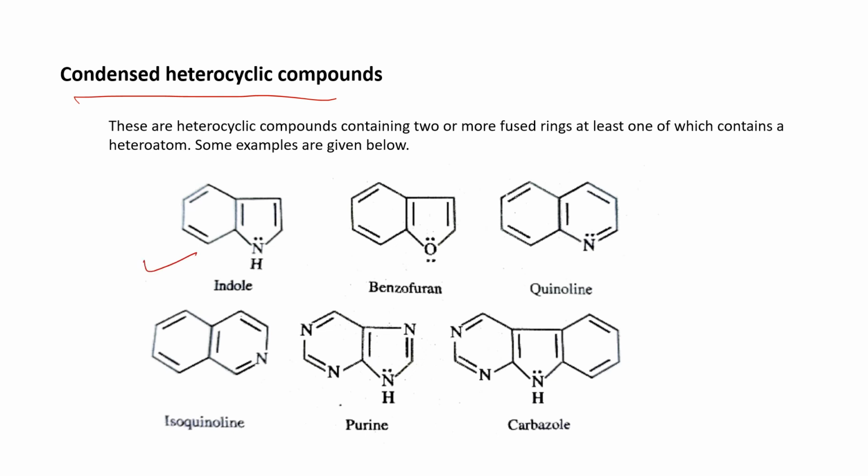Examples: indole, benzofuran, quinoline, isoquinoline, purine, and carbazole. Now, let us consider the 5-membered heterocycles in detail.